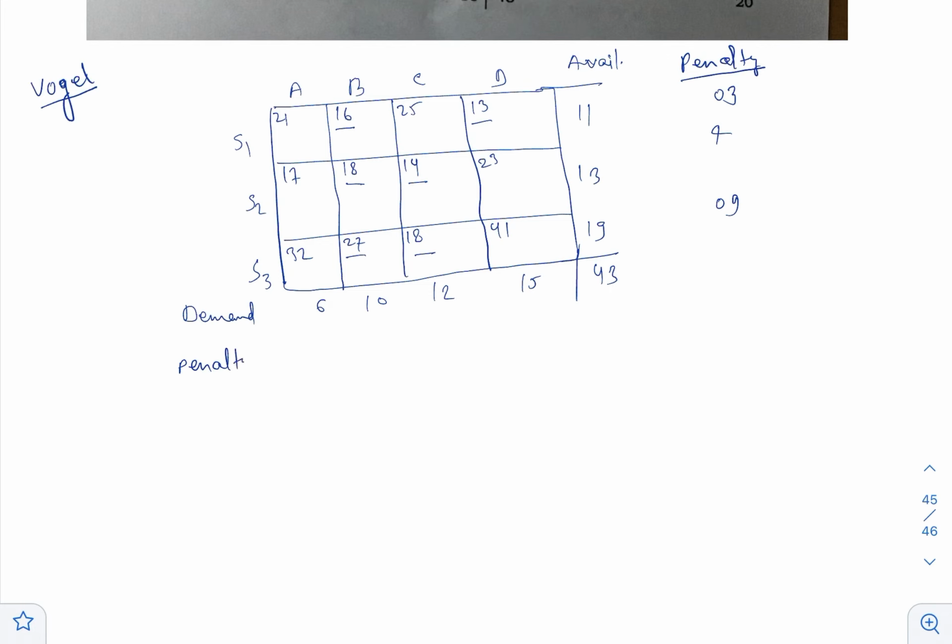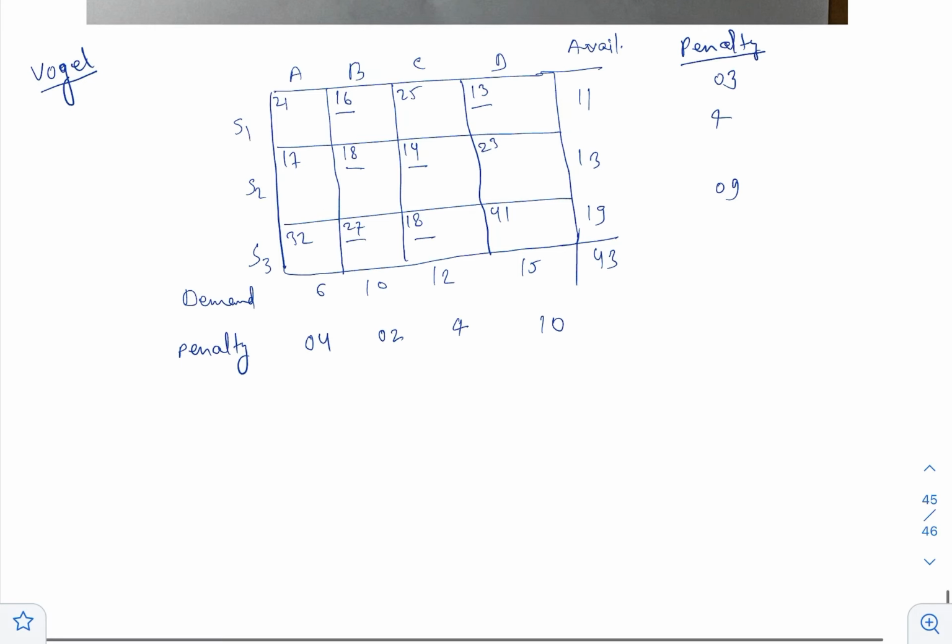Similarly, penalty for the columns. For the first column, penalty is 4. For the second column, penalty is 2. For the third column, penalty is 4. And for the fourth column, penalty is 10. So what we do is we allocate the maximum possible to that cell which has minimum cost in the column or row of the maximum penalty.